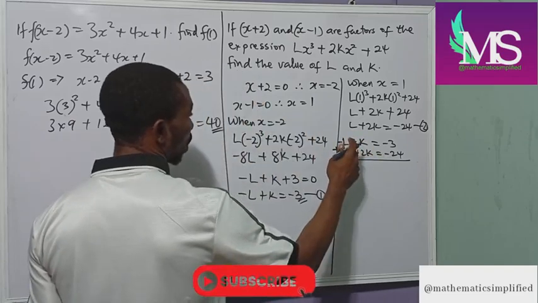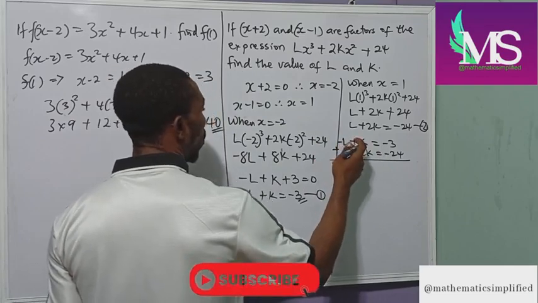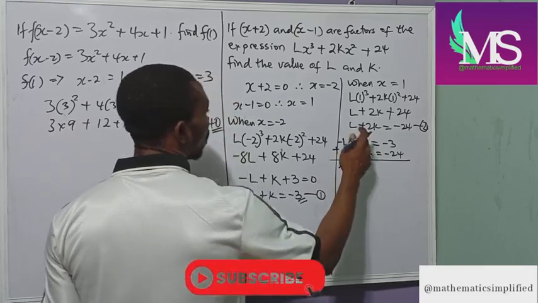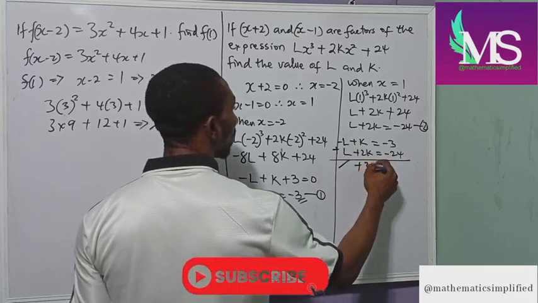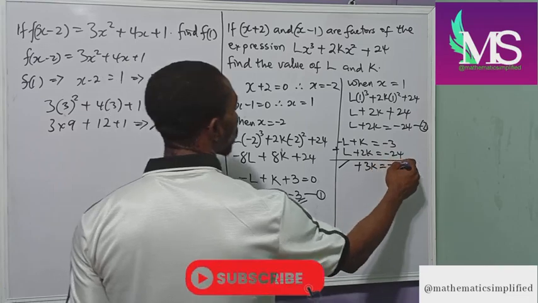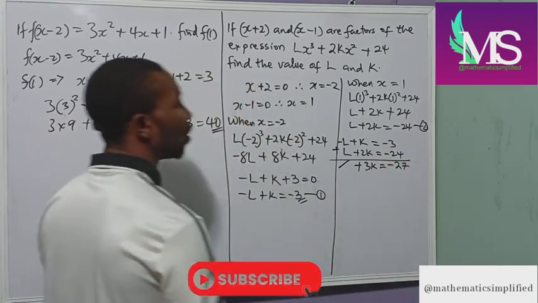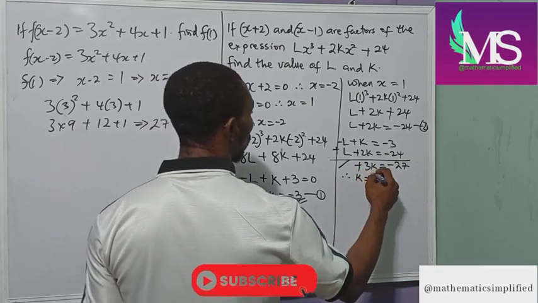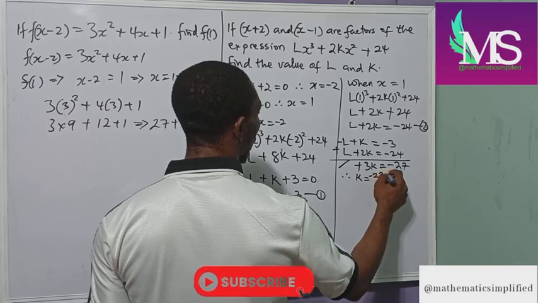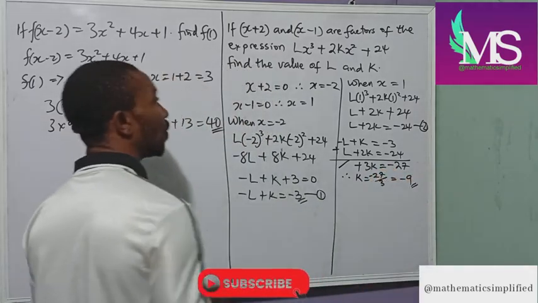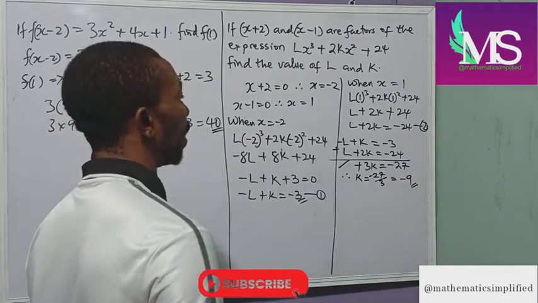So this L cancels out, like 1 minus 1, and we have plus 3k equals minus 27. So therefore, our k equals minus 27 over 3, which will give us minus 9. Now the value of our k will be minus 9.